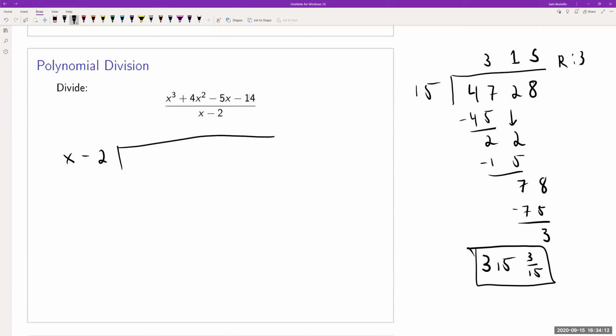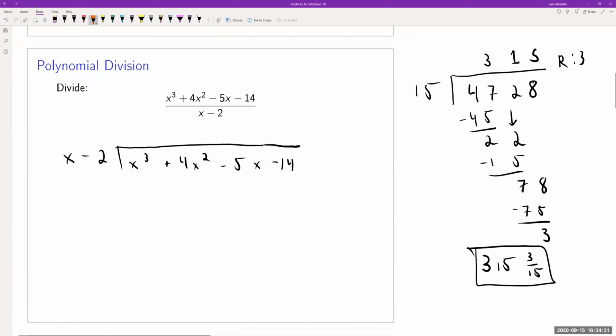So let's divide x minus 2 into x cubed plus 4x squared minus 5x minus 14. So we'll put x minus 2 into here. If I want x to go into x cubed, I would need to multiply by x squared. We're going to put it here because I need to multiply this entire piece, which means I'll need to line up both pieces here. So if I multiply this by x squared, what I'll get here is x cubed minus 2x squared.